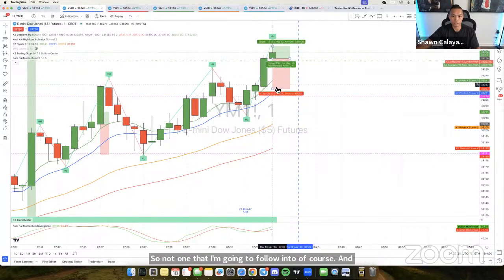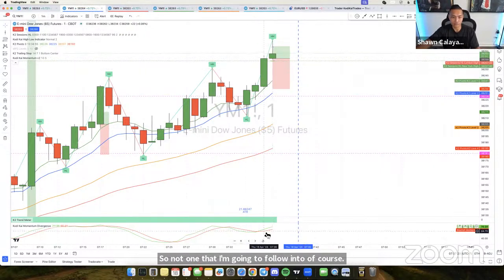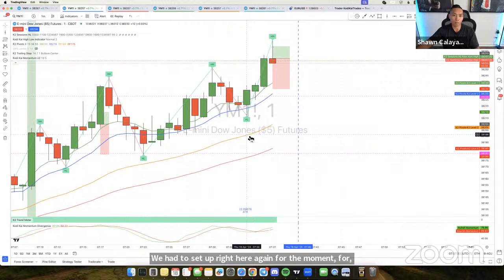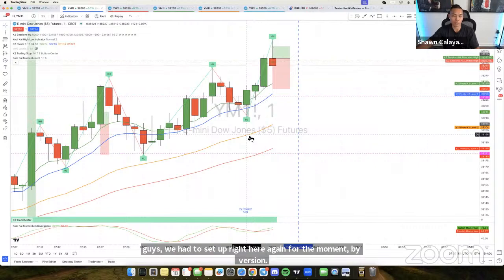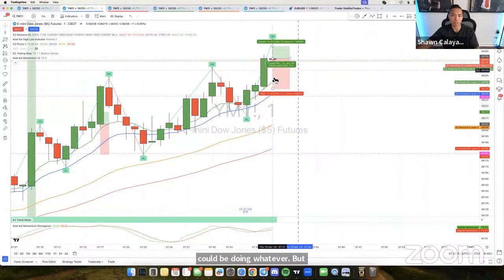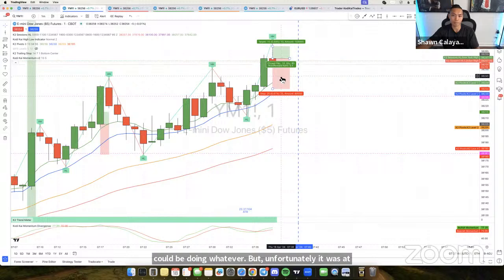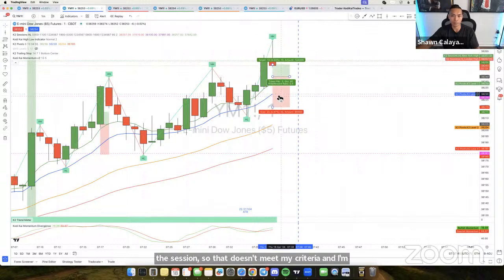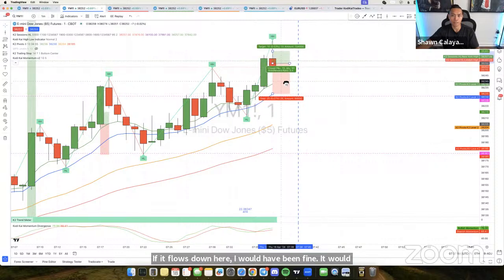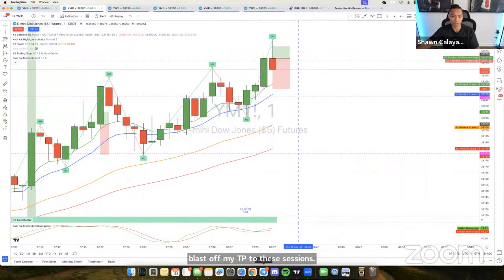So this is the entry that I was looking for, guys. We had the setup right here again for the momentum divergence. You can see how powerful this strategy is. It works well in all market conditions. It could be trending, it could be consolidating, it could be doing whatever, but unfortunately it was at the session, so that doesn't meet my criteria, and I'm not going to take the trade. If it closed down here, I would have been fine because it would have blasted to my TP at these sessions, but since it didn't, there's no entry there.